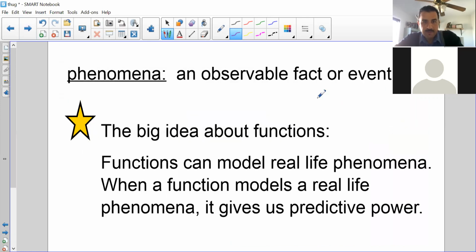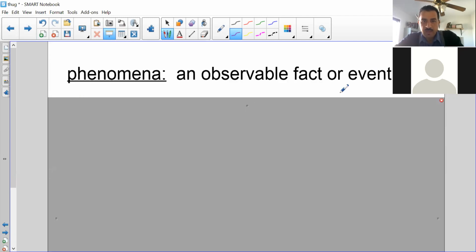Here we go. Second word is phenomena. An observable fact or event. I'm going to write that. So you got two vocabulary words today, and then a big idea that we're going to put with a star right now. An observable fact or event. Anything that you perceive with your five senses is a phenomena.